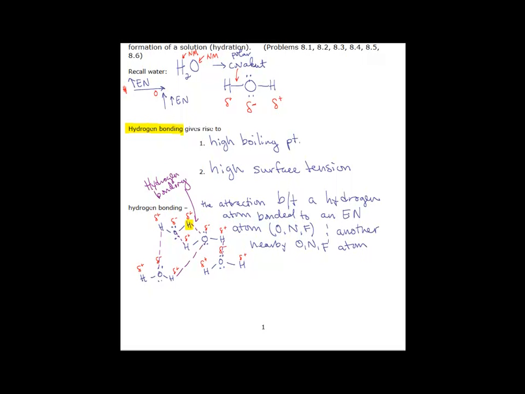But this hydrogen bonding is unique to certain molecules, and since these bonds, these attractions exist, that's why the boiling point is so high. It's because it takes so much energy to break these bonds, because these oxygens and hydrogens are so attracted to each other, you have to put a lot of energy in order to get it to go from a liquid to a gas. And that's also why you have high surface tension.